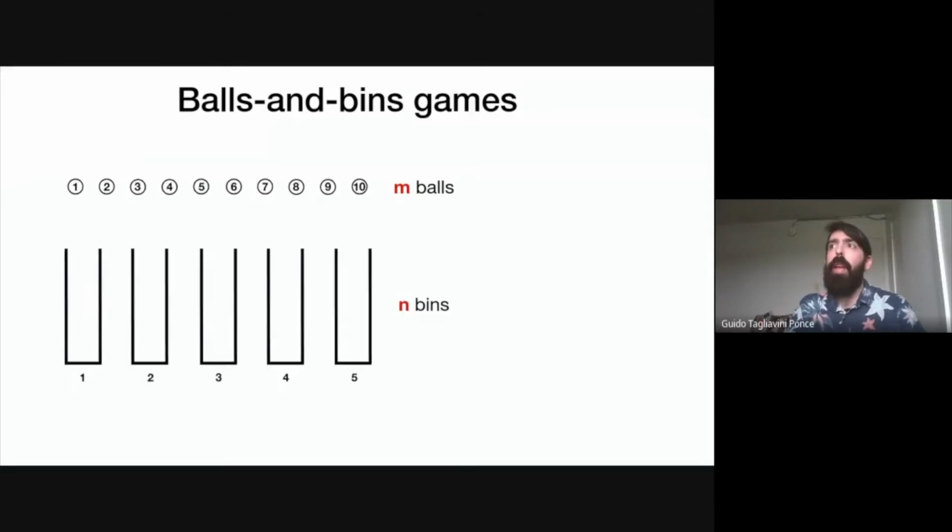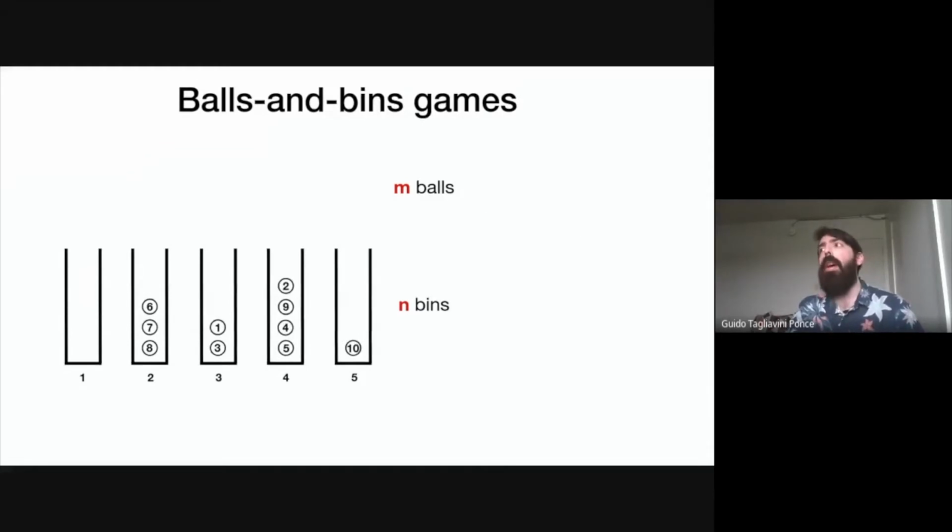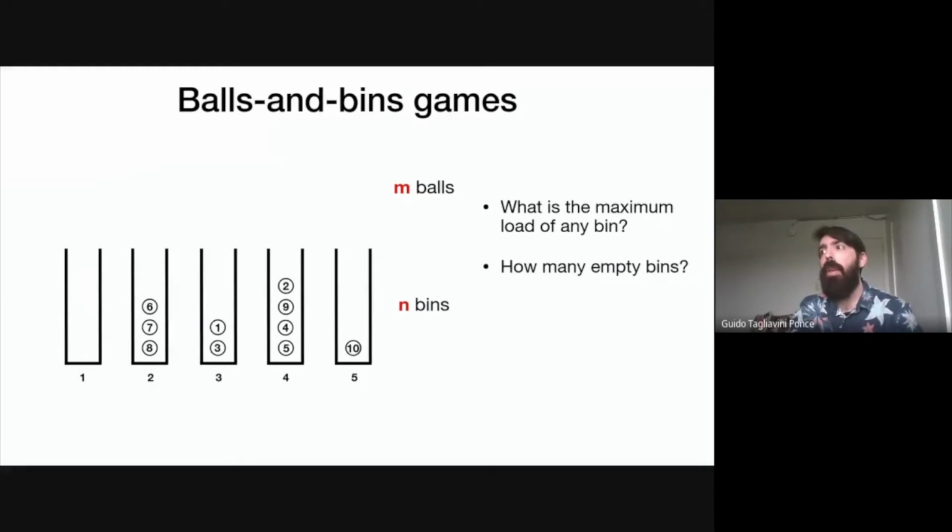In the balls and bins game, we have n balls and n bins, and we throw balls into the bins according to some rule. Once we have thrown all the balls into the bins, we ask some question like, what is the max load of any bin? Or how many empty bins do we have? Or how many ball collisions do we have? In particular, in this talk, I'm going to focus on the first question, the max load of a bin, which is the maximum number of balls you can find in any bin.